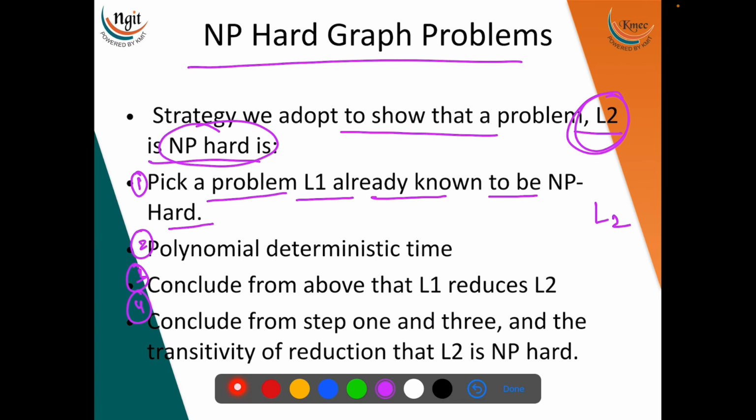Now L2 is a new problem, and L1 is already known. So L1 belongs to the NP hard set. Now L2, I wanted to prove that it is NP hard. Then what I am doing is taking the L1 problem into consideration.